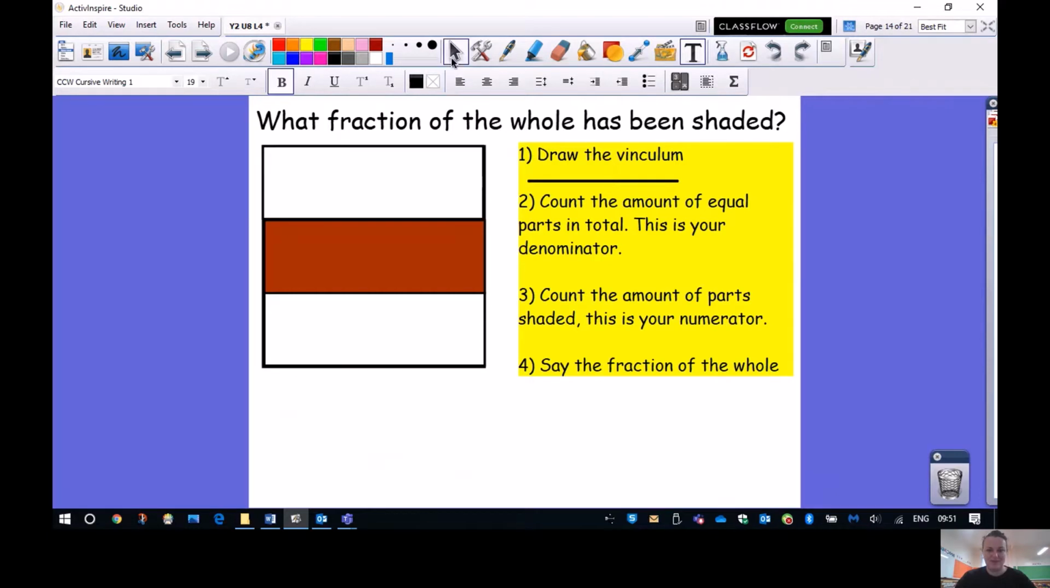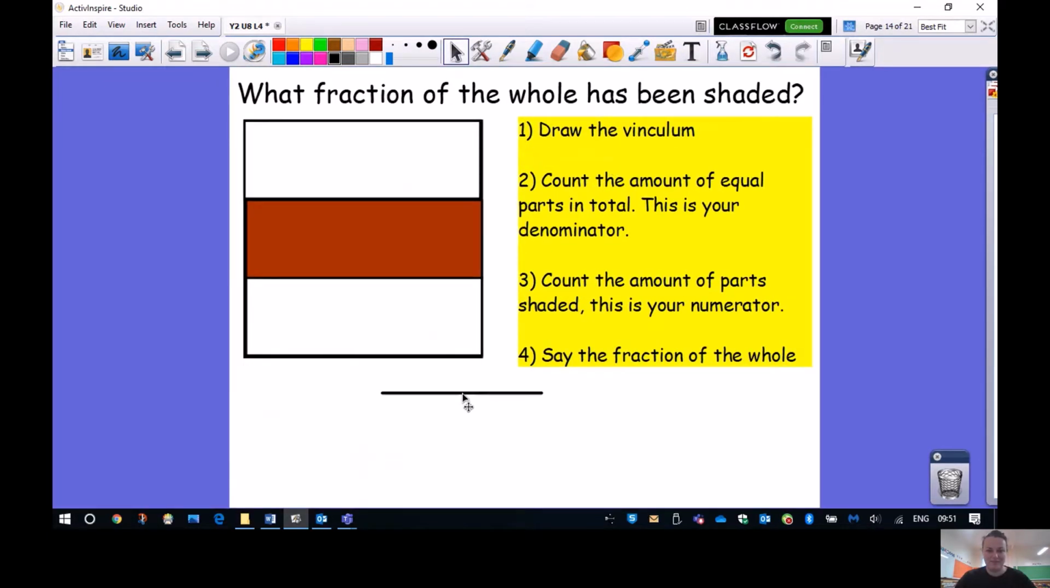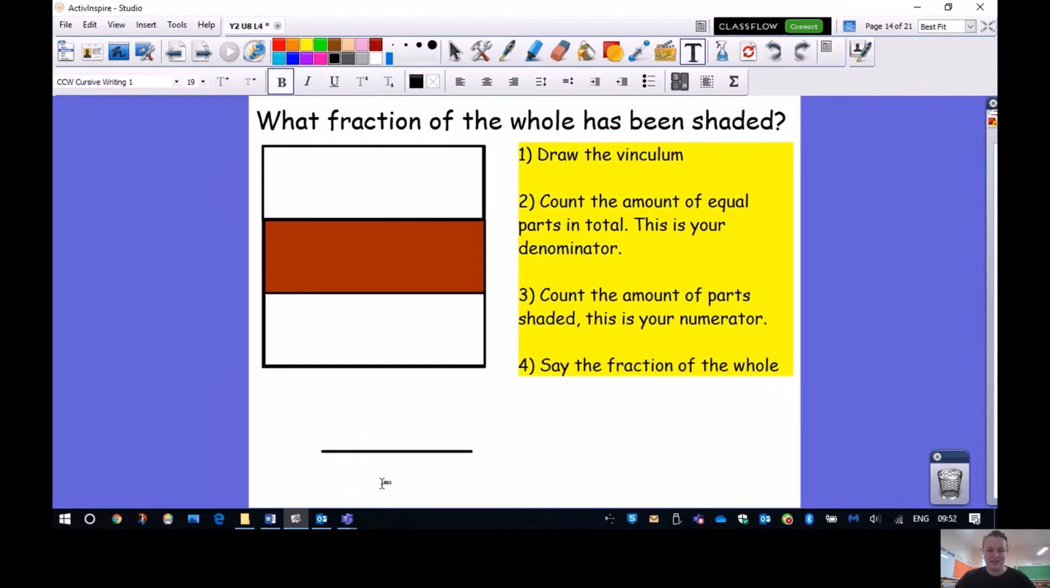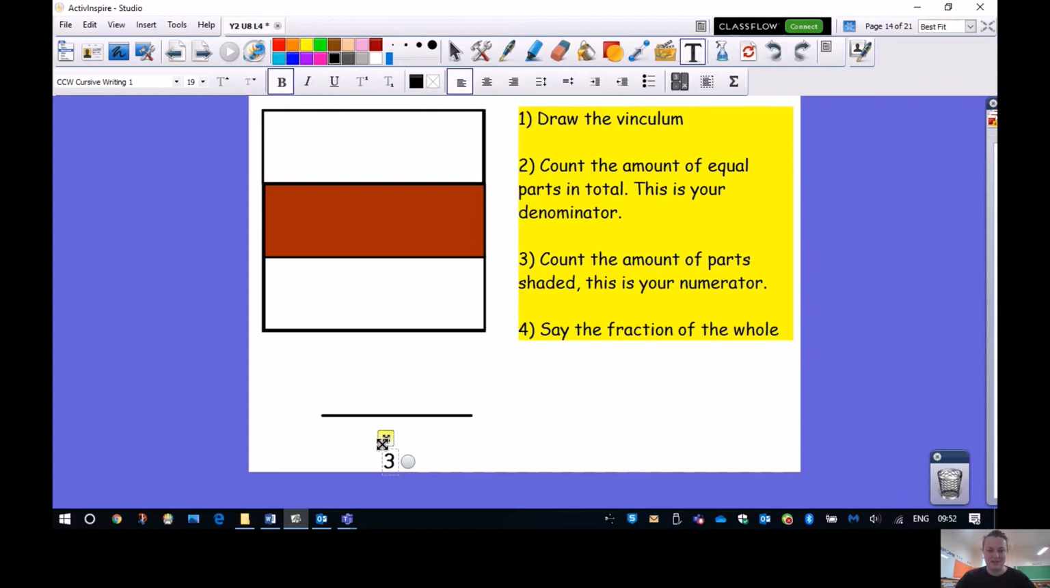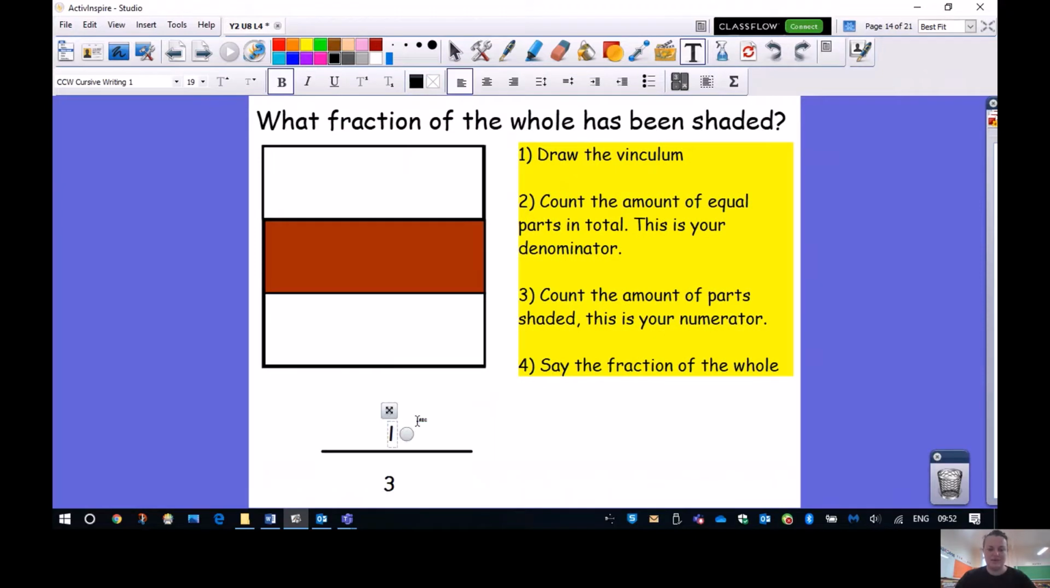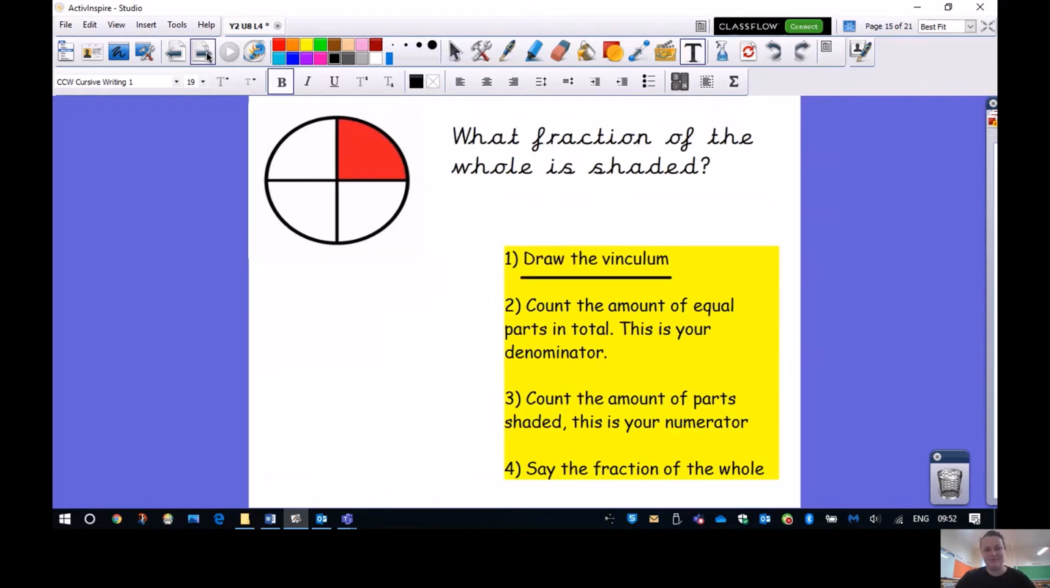Step. Draw the vinculum. Count the amount of equal parts. 1, 2, 3. This is my denominator. 3 is my denominator. How many parts have been shaded? 1. One part has been shaded. Say the fraction of the whole. 1/3 of the shape has been shaded.